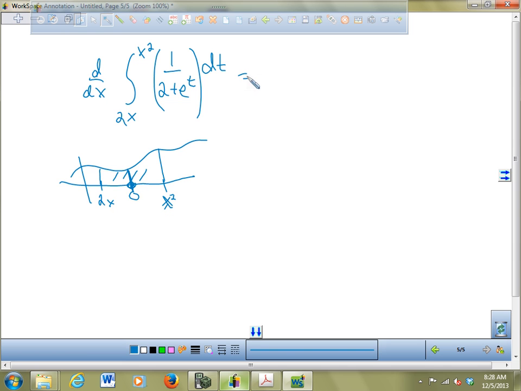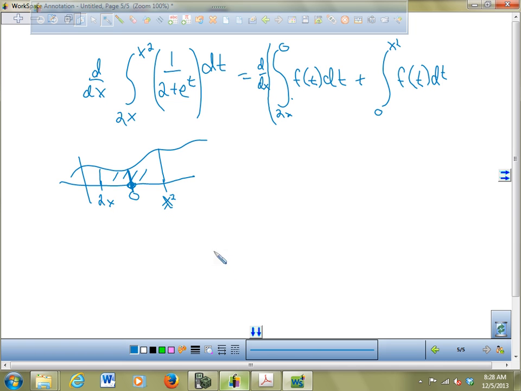So I could rewrite this as the derivative of two integrals. The first one going from 2x to 0, and we'll just call it f of t for right now, instead of writing out the whole thing because I'm lazy, plus the integral from 0 to x squared of f of t dt. Do you follow what I just did?